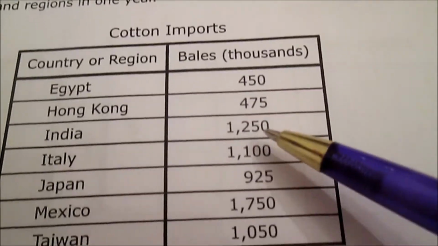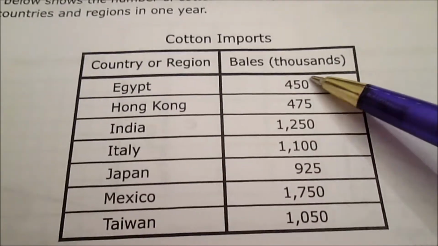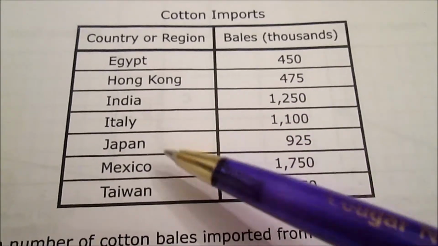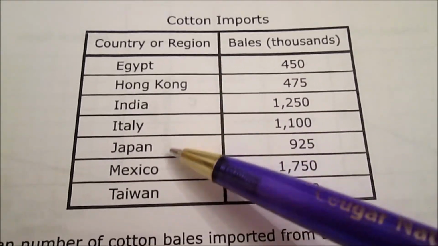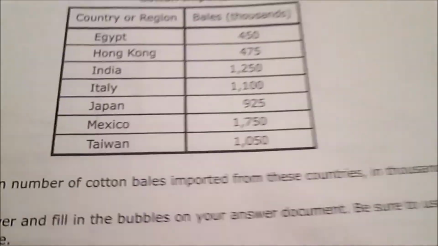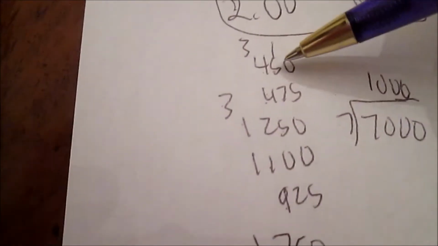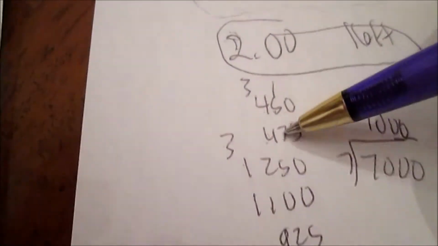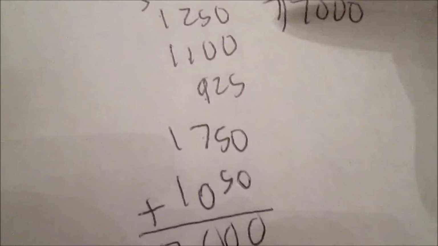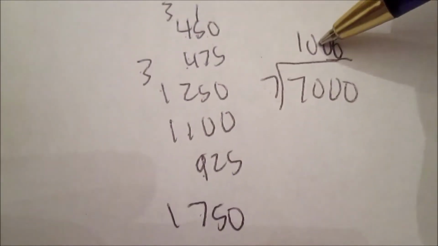So the mean means find the average. That means add up all these numbers, then divide by the number of items. There are 1, 2, 3, 4, 5, 6, 7 items. So I need to divide by 7 after adding. I've already done the work over here. I just add the numbers, and I got 7,000. Then I divide 7,000 by 7 items, and I get 1,000.